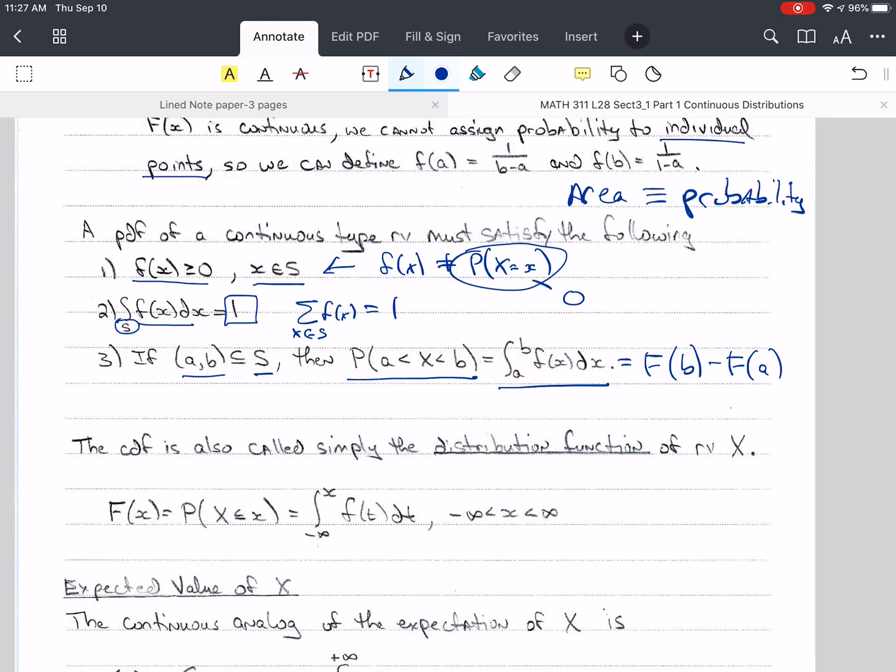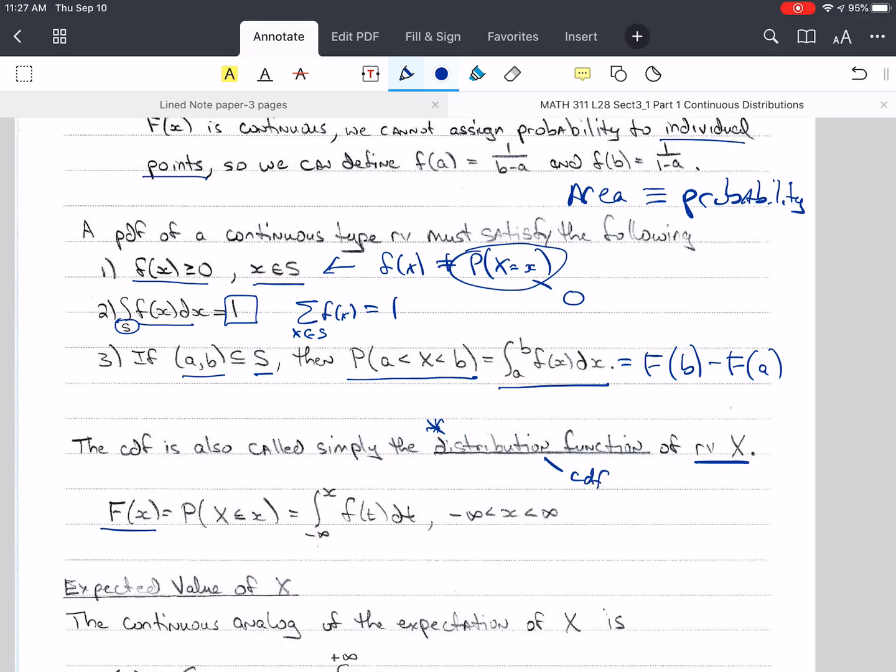Okay. We call F of x the cumulative distribution function, and confusingly, it is also called just the distribution function. So we have the probability distribution function, we have the cumulative distribution function, and the cumulative distribution function is sometimes just called the distribution function of random variable X. So if you just see distribution function, think CDF.